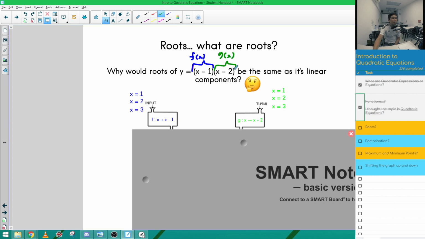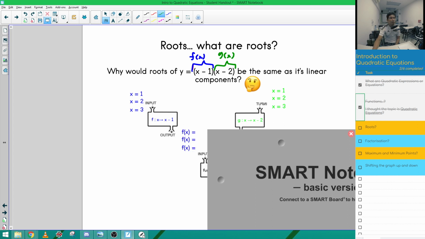Let's first look at what happens when we throw in values. We feed values in for the function f of x. When x equals 1, 2, 3, okay, so I should change this to f of 1. This is f of 1. This is f of 2. This is f of 3.